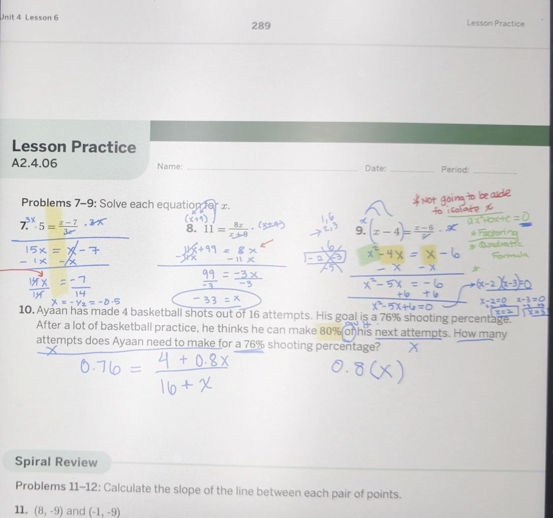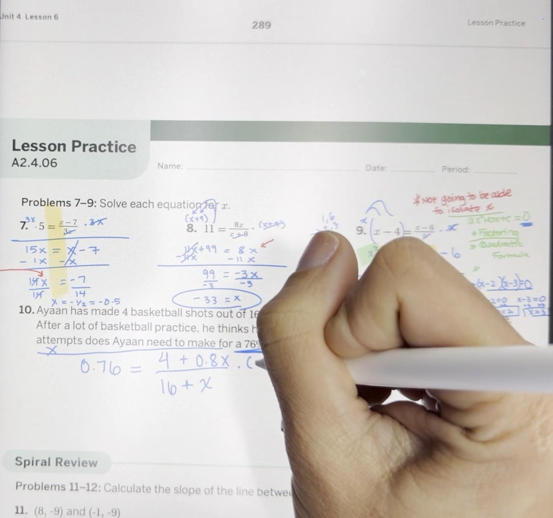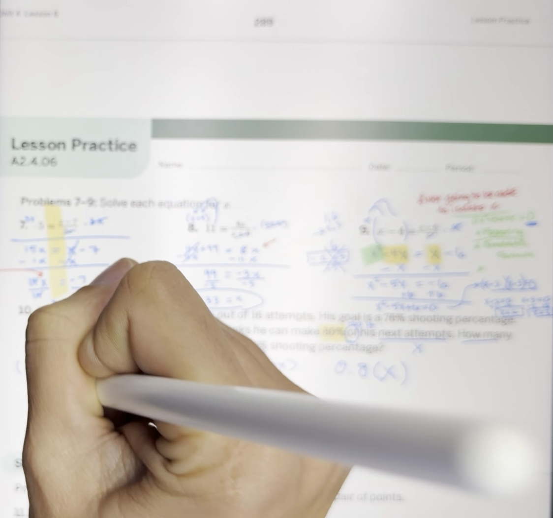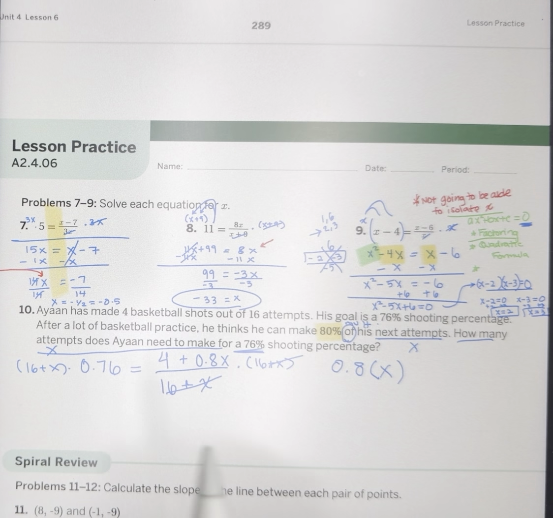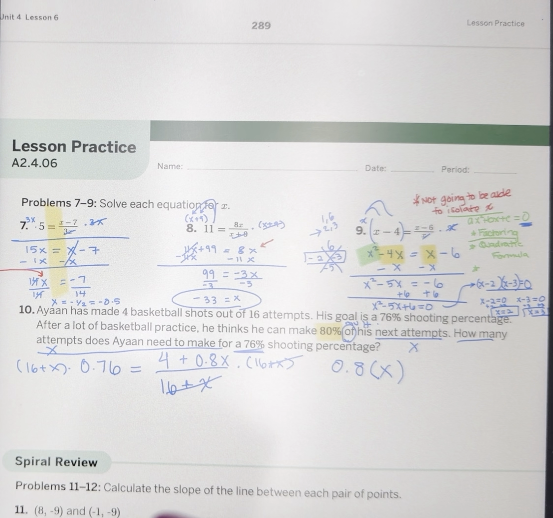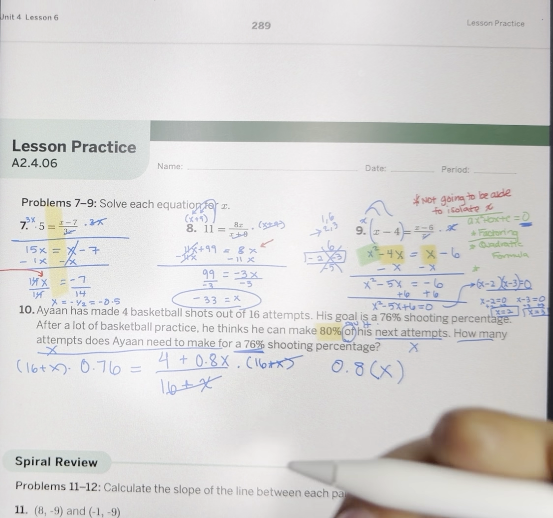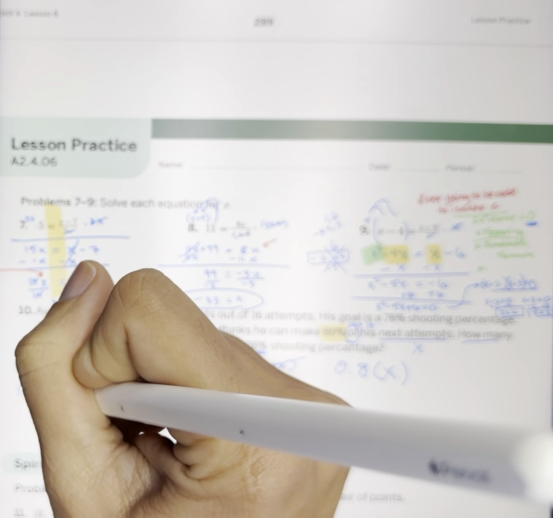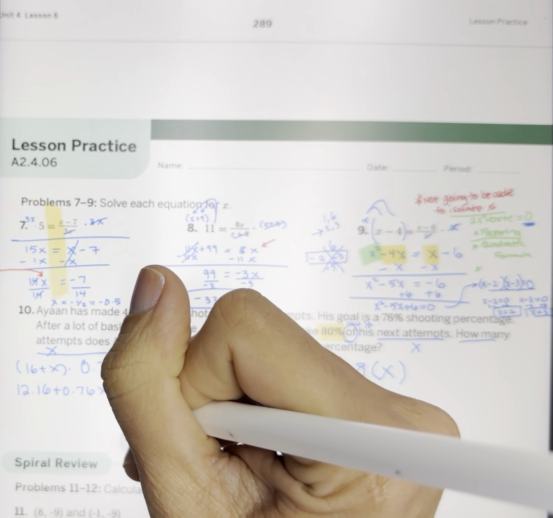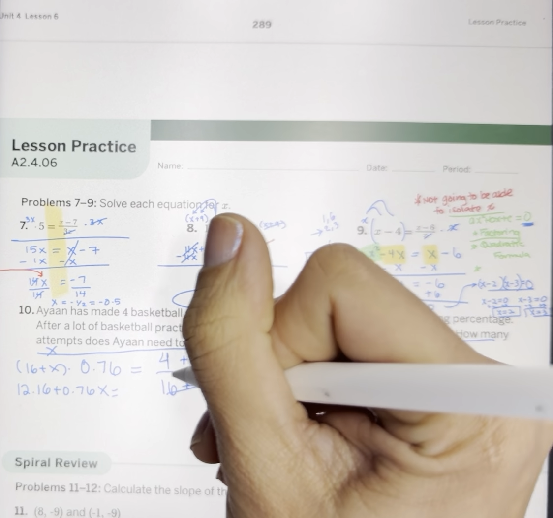Now we solve this the same way we've been solving everything. We multiply both sides by 16 plus x, because that's the denominator and I need it out of there. And then now I get 0.76 times 16, which is not what I got. 12.16 plus 0.76x, and that must equal this 4 plus 0.8x.